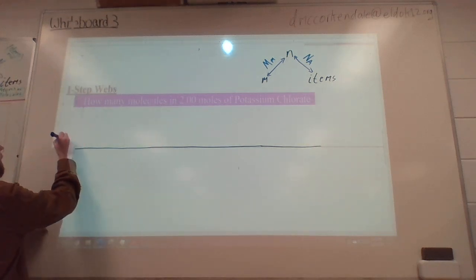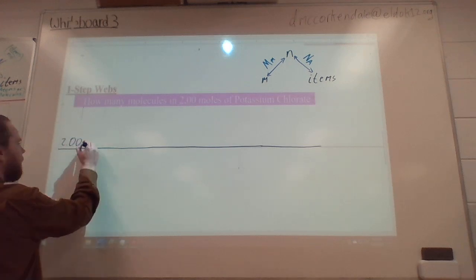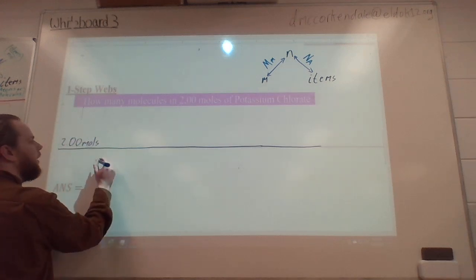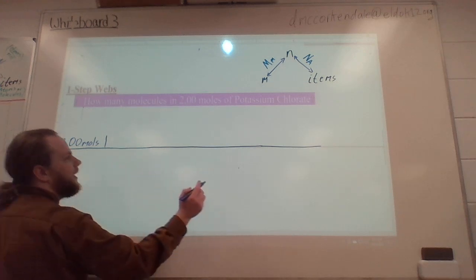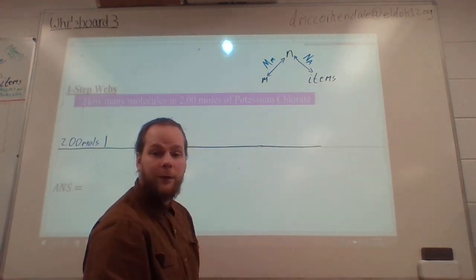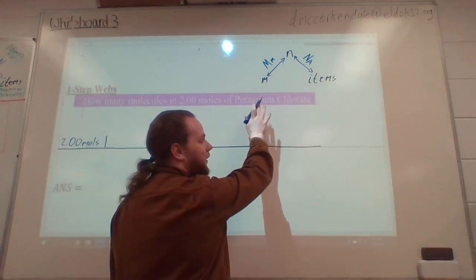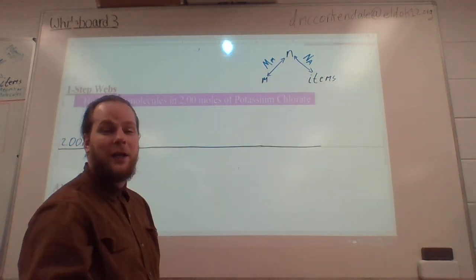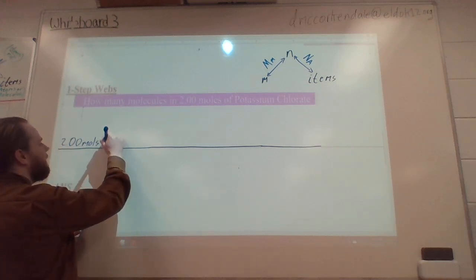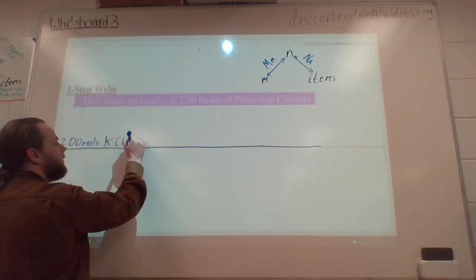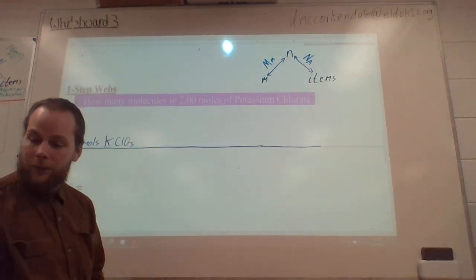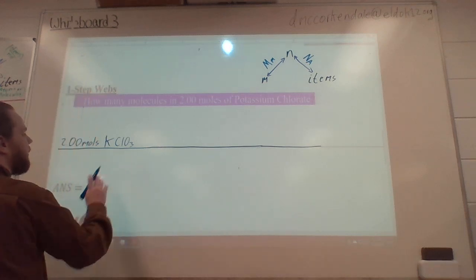So we start with 2.00 moles, and, oh, that is chlorate. I can't read, apparently. I can't read backwards. That is chlorate. So this is not KCl. This is KClO3. So I get that for trying to read backwards. Okay, so this is our known.